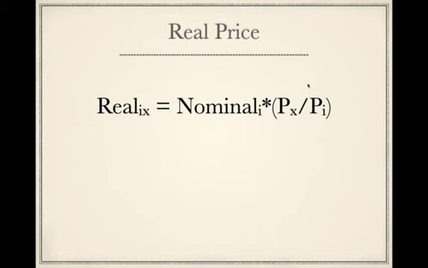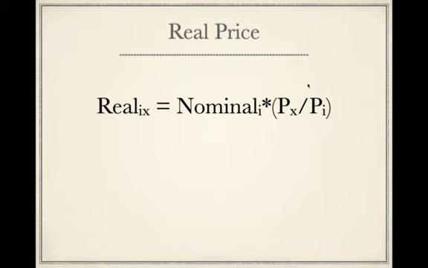So if you were converting to 1960 dollars, what you would put in for P sub X would be the price level in 1960. If you're converting into 2020 dollars, you would put the price level in 2020 in for P sub X.